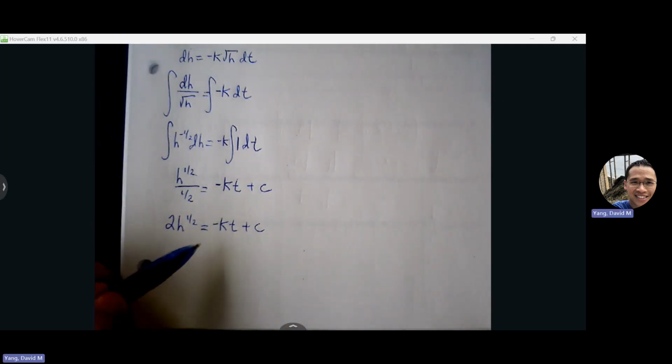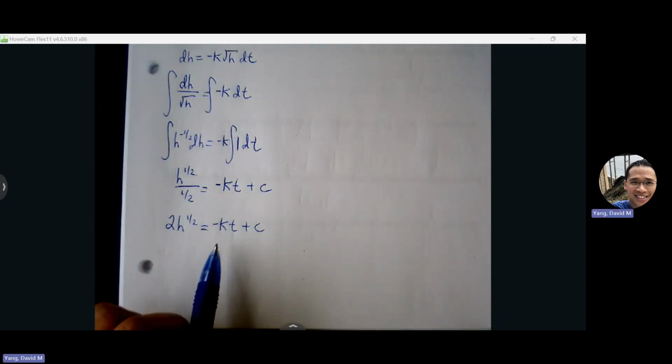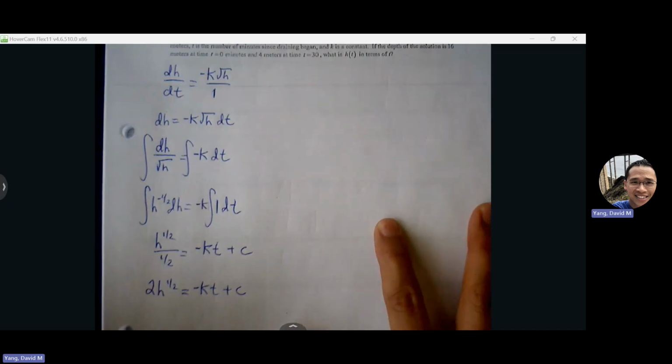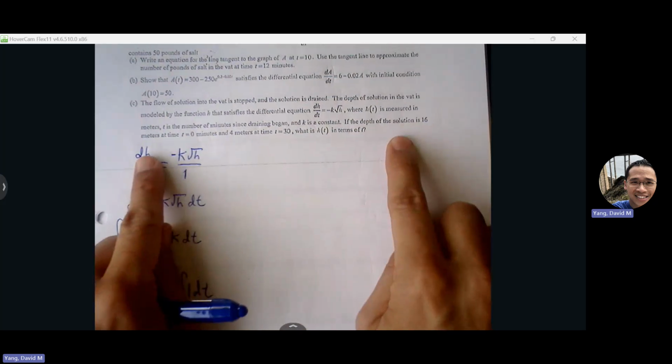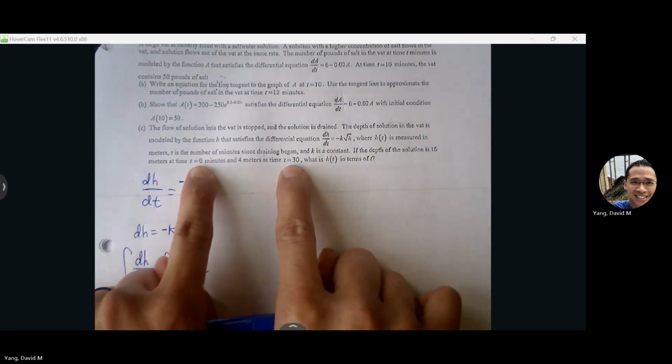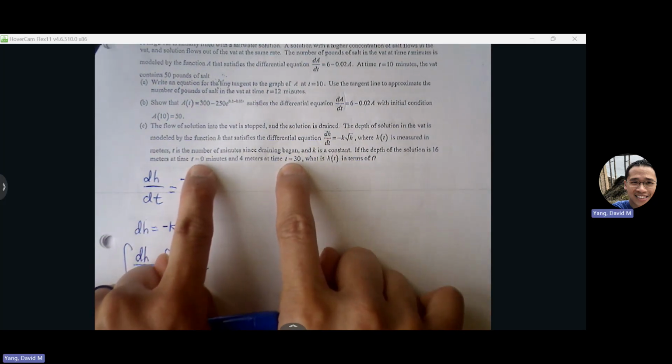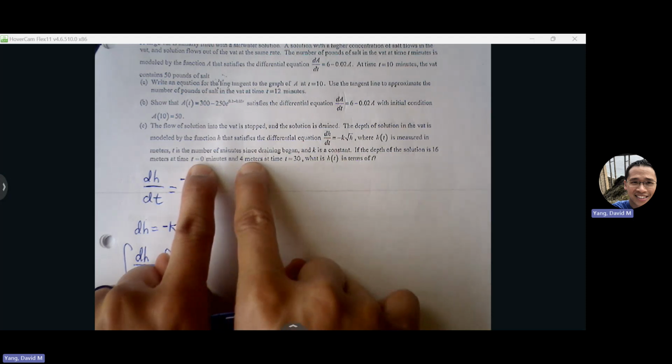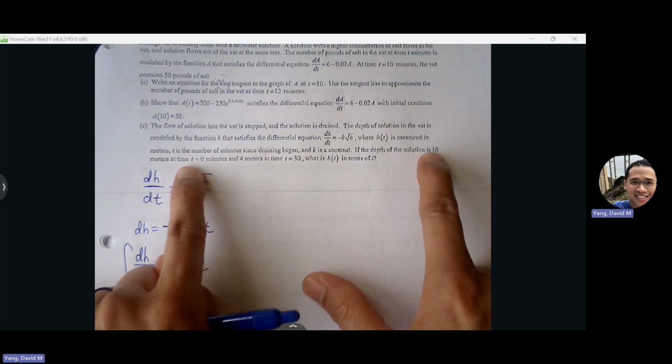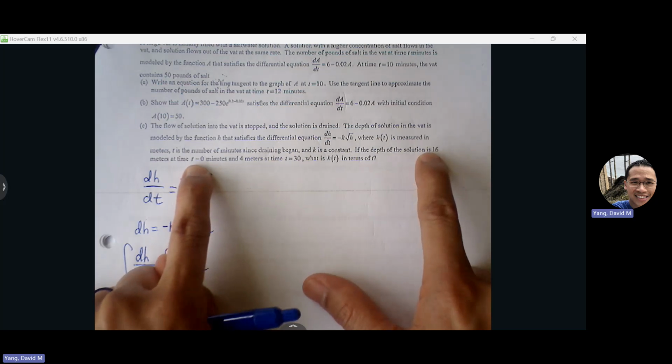Now, what makes this more complicated is we have to not only solve for C, but we also have to solve for k as well. And we have 2 ordered pairs. That's going to help us. We know that there's a moment in time when t equals 30 and the solution is 4 meters, and 16 meters at time t equals 0. So we'll use that ordered pair to help us solve for whatever is helpful.